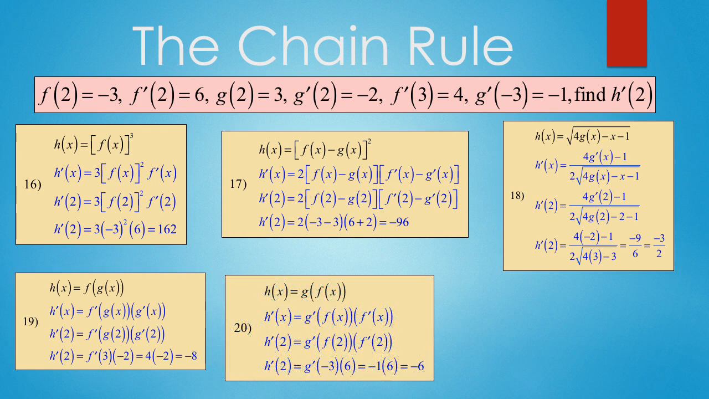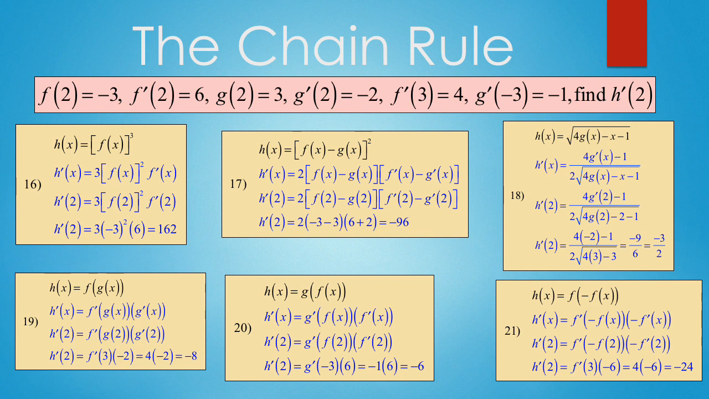20 is similar. It reads g of f of x. So the derivative of g of an expression is g prime of the expression times the derivative of the expression, or g prime of f of x times f prime of x. Plugging in the 2, we get g prime of f of 2 times f prime of 2. Since f of 2 is negative 3 and f prime of 2 is 6, we get g prime of negative 3 times 6. And g prime of negative 3 is negative 1, times 6 is negative 6.